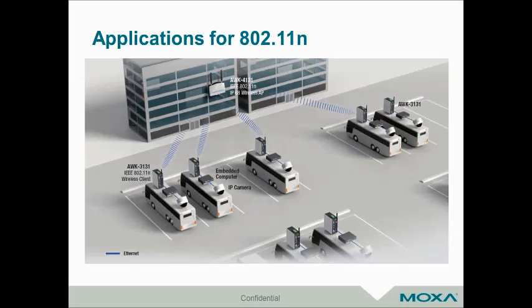So 802.11n is kind of the newest and most implemented of the wireless standards. It was ratified in October of 2009, and it was drafted to address some of the bandwidth issues that we saw in 802.11a, b, and g. Of course, 802.11b topped out at 11 megabits per second. 802.11g and a topped out at 54 megabits per second.